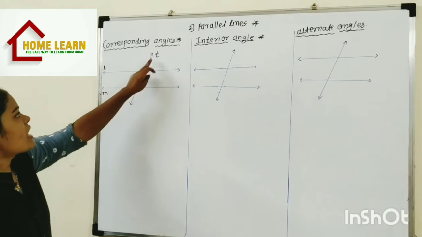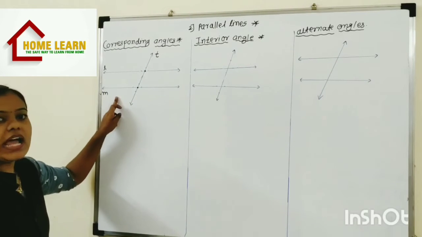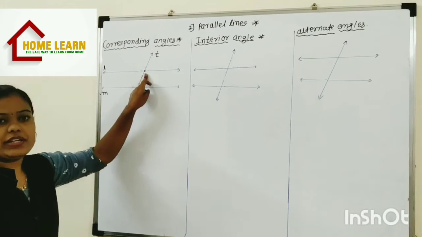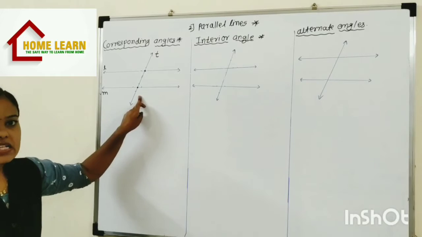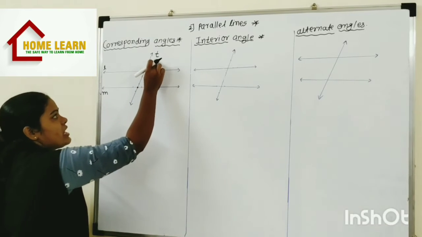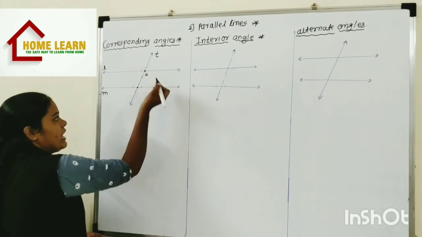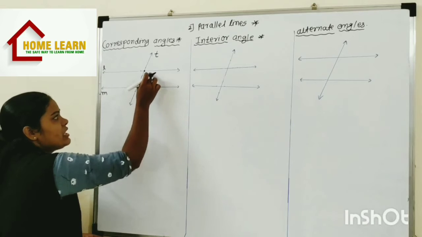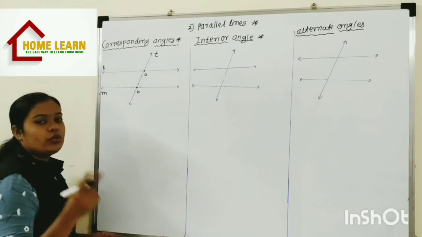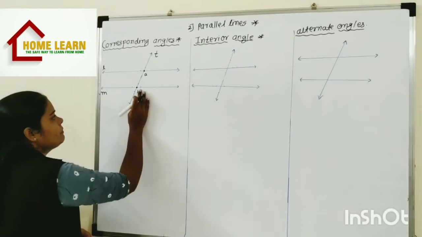A transversal line is a line which intersects two given lines at distinct points. Distinct means two different points. Such a line is called a transversal line. You can see this transversal line T intersects line L at point A and intersects line M at point B. That means it gives two distinct, two different points. Such a line is called a transversal line.